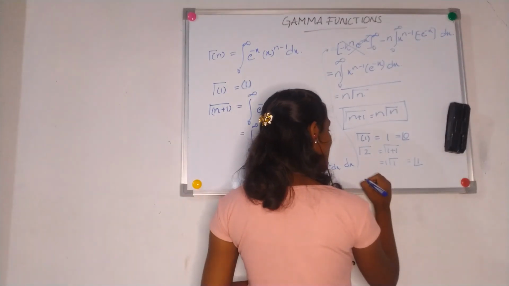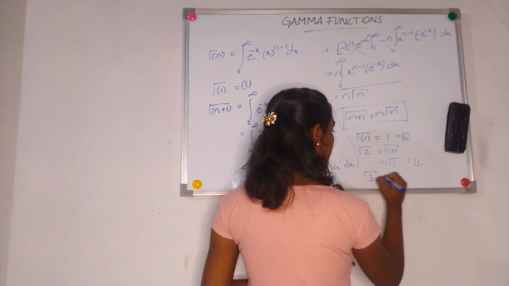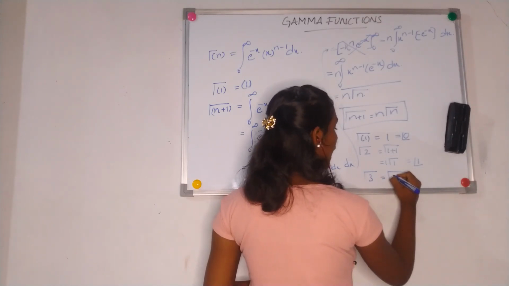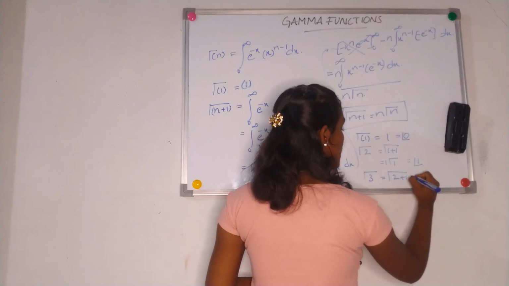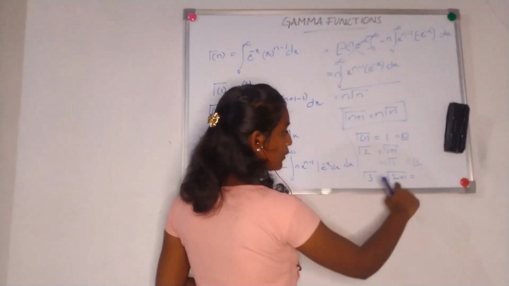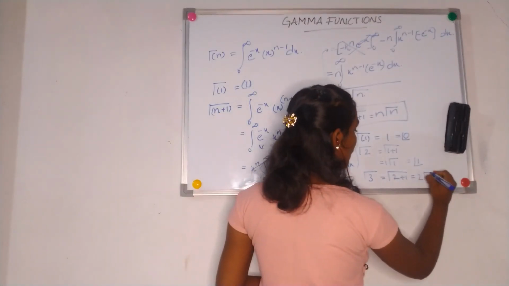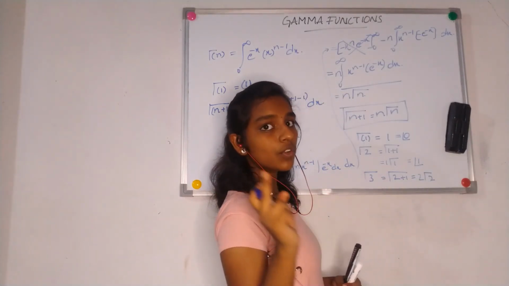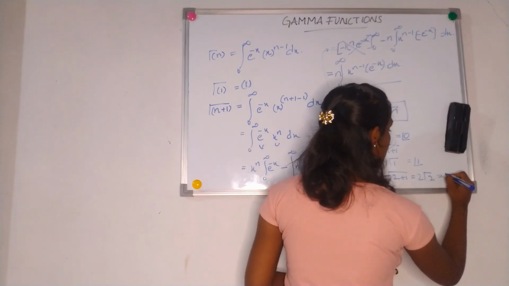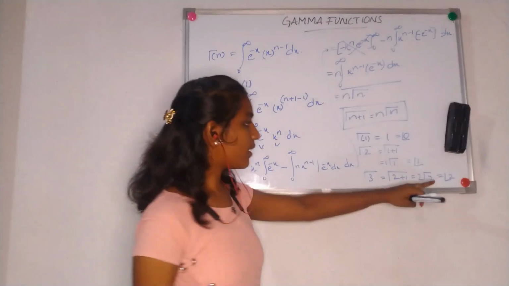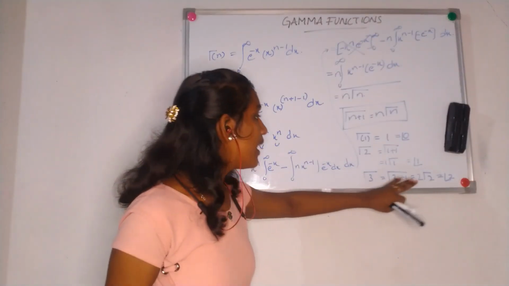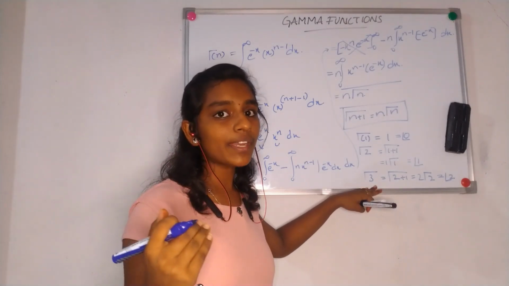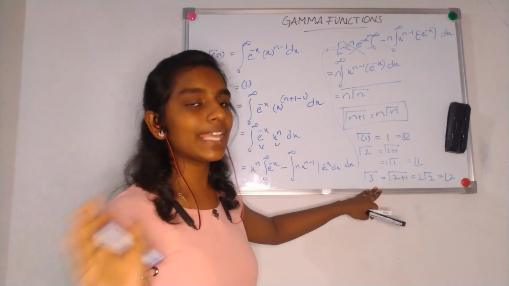Now moving on to gamma of 3. What will it give me? 2 plus 1, so 2 into gamma of 2. Gamma of 2 is 1 factorial, and 2 into 1 factorial is 2 factorial, right? So this will give me 2 factorial. Now as you have understood, in the same way gamma of 4 gives 3 factorial, gamma of 5 gives 4 factorial, in that way.